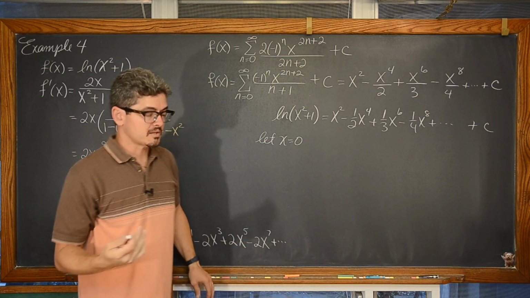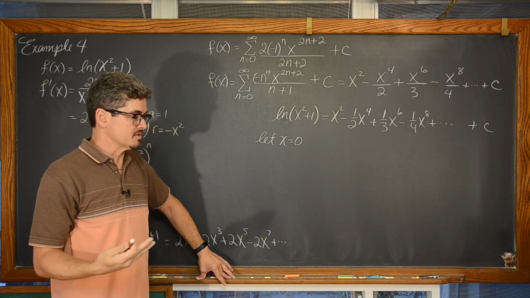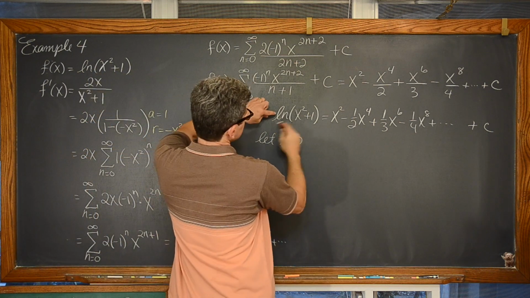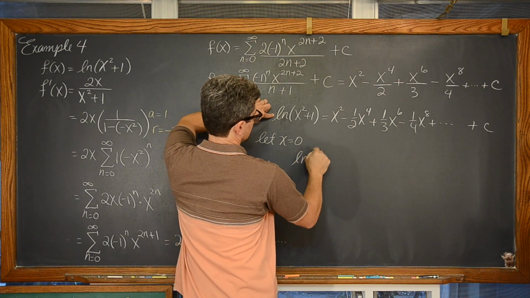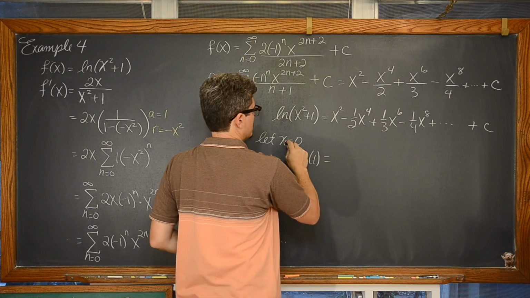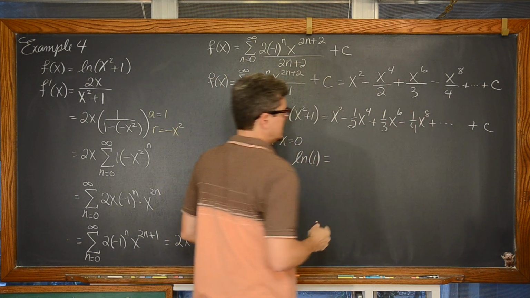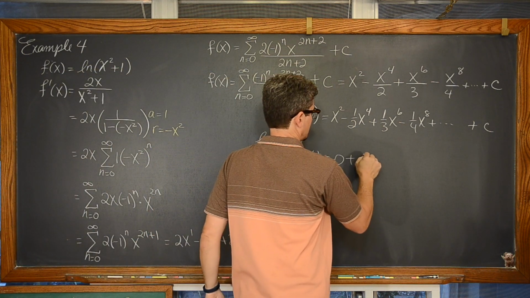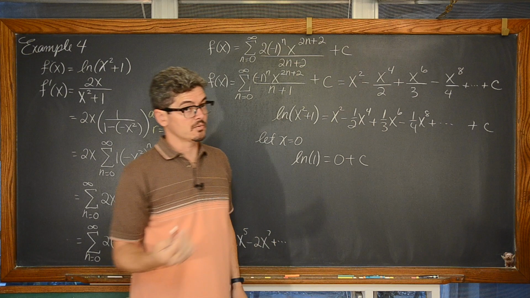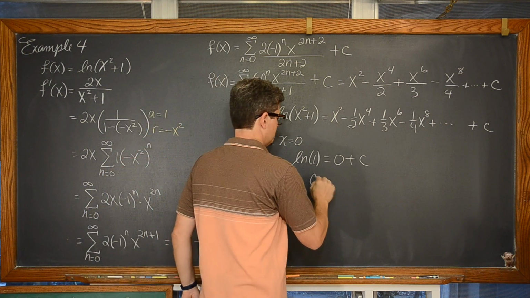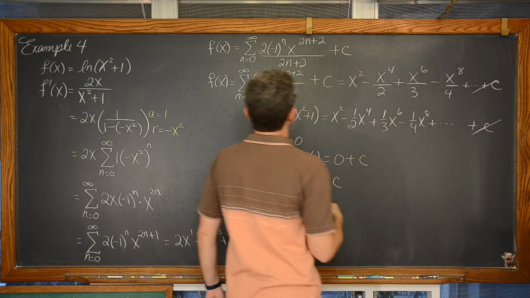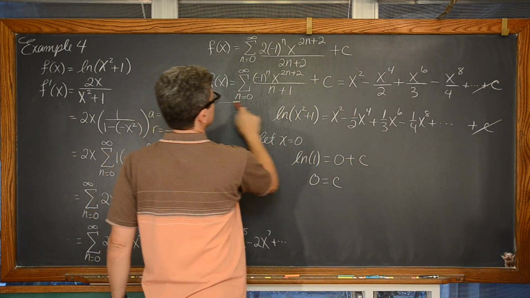I mean, x equals 0 has to be within the interval of convergence. It's the center of our power series. So we have the natural log of 1, and now as we put 0 into each of these terms, they're all going to become 0. So we have 0 plus c. Well, the natural log of 1 is 0. So c is going to be equal to 0. Well, that's nice. We can kind of just forget that it's there. Boom.